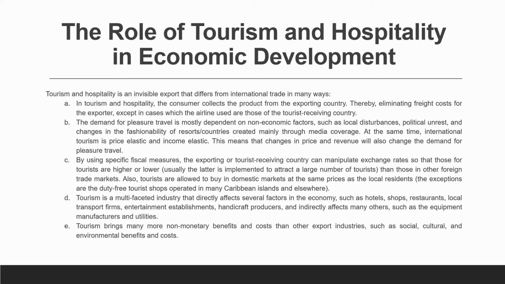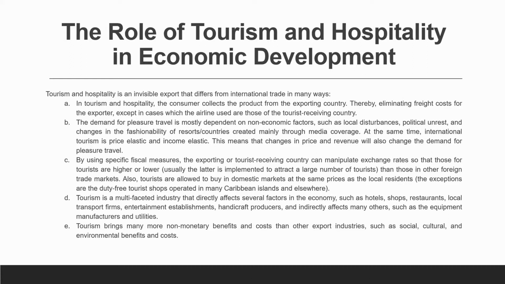Tourism and hospitality is an invisible export which differs from international trade in many ways. First, in tourism and hospitality, the consumer collects the product from the exporting country, thereby eliminating the freight costs for the exporter, except in cases in which the airlines used are those of the tourist receiving country.